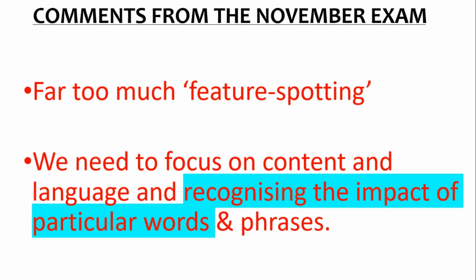And the main thing the examiner says is you need to focus on content and language. So basically, what's in the extract, what words the writer has used, and then recognising the impact of particular words and phrases.